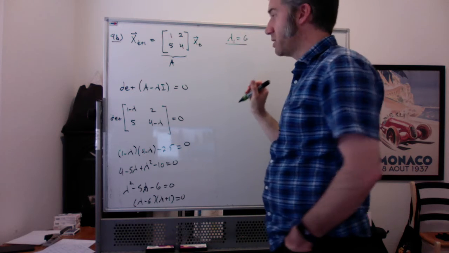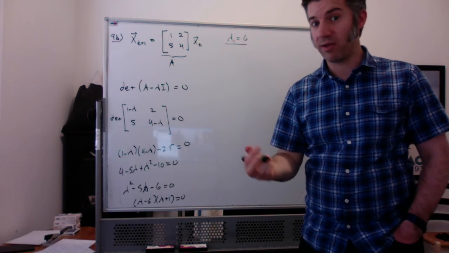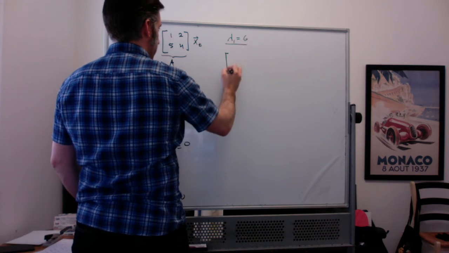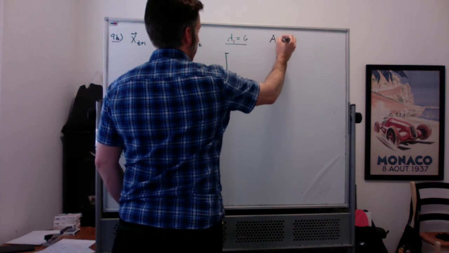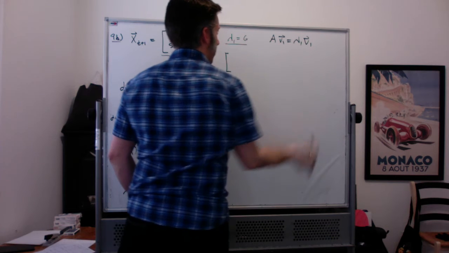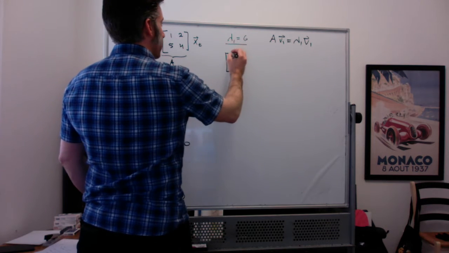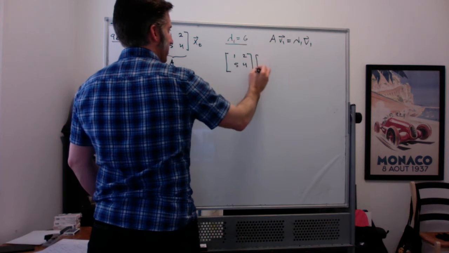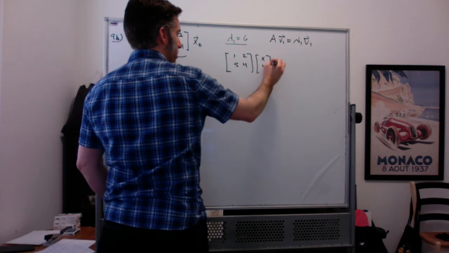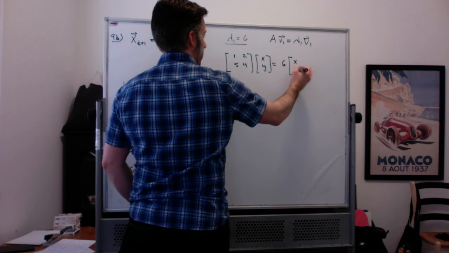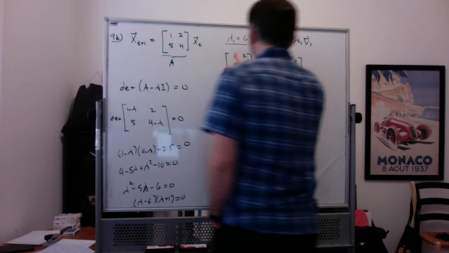So for lambda 1 equal to 6, you can solve for the eigenvector in one of two ways. You can write A times my eigenvector equal to your eigenvalue times your eigenvector. That's one valid way of doing it. So your matrix [1, 2; 5, 4] times your unknown eigenvector equal to lambda 1, which is 6, times your unknown eigenvector.